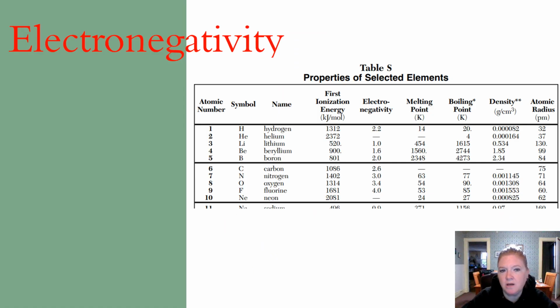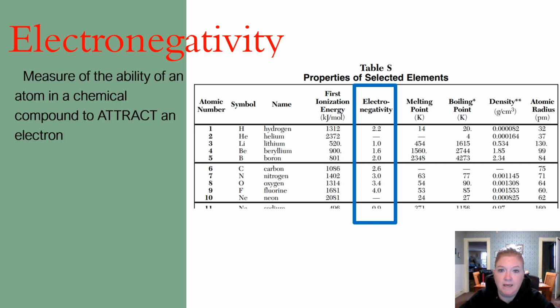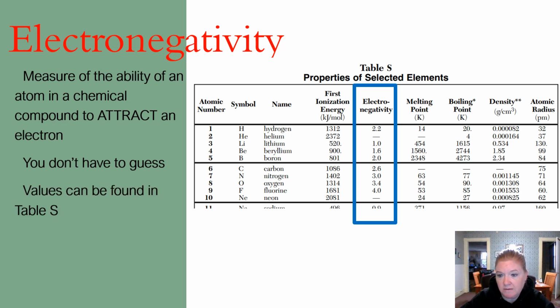All right, so now let's talk electronegativity. So we have another value on the table S. Electronegativity is the measure of the ability of an atom, when it's bonded, to attract an electron. So it's kind of like the opposite of ionization energy. So again, you don't have to guess. The values are found in table S.